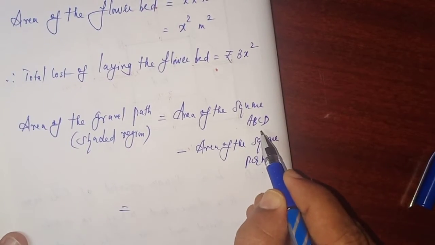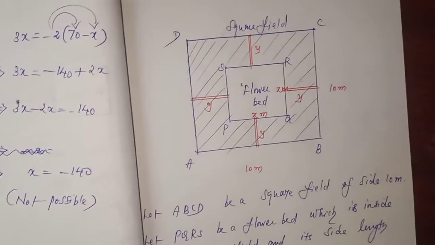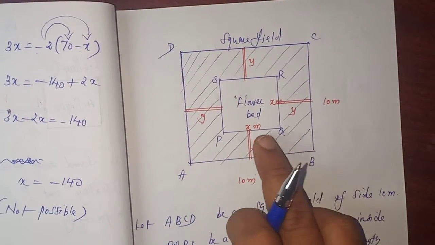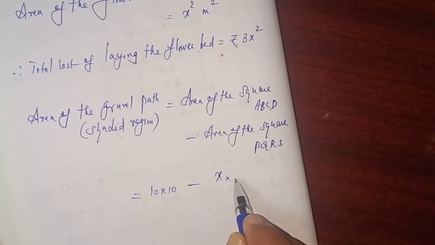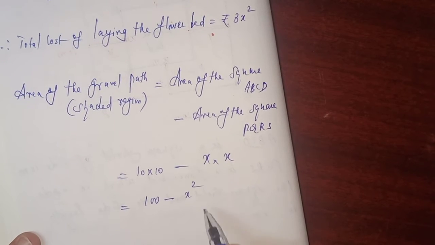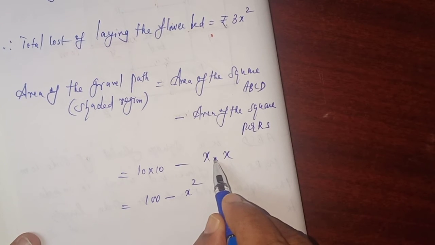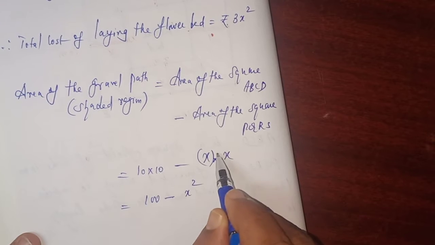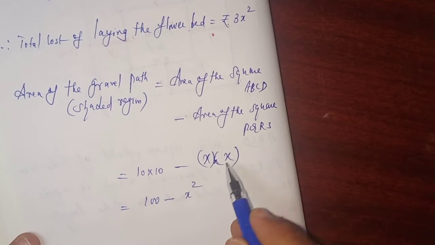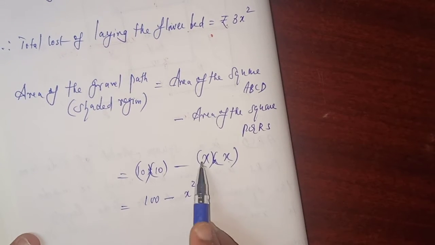Area of the square ABCD, that side length is 10. So 10 into 10. Then inner square, x into x. Minus x into x. That is equal to 100 minus x squared. Otherwise I write x and x inside the brackets, or you will be getting confused there. X into x, here 10 into 10, 100, x into x, x squared.